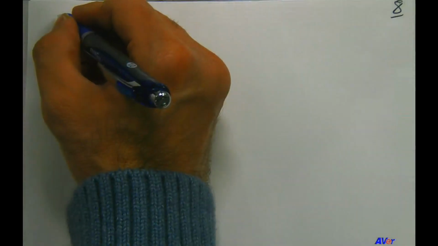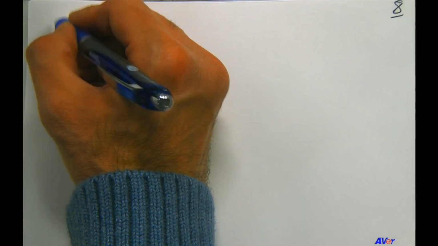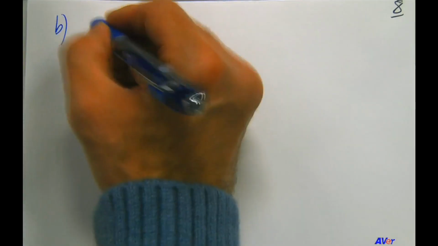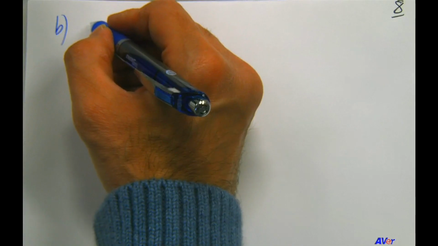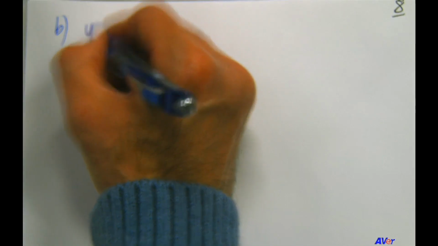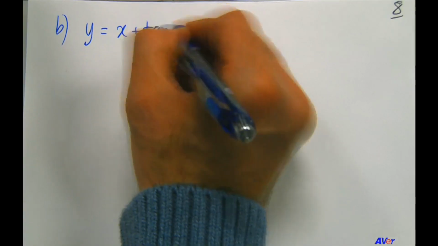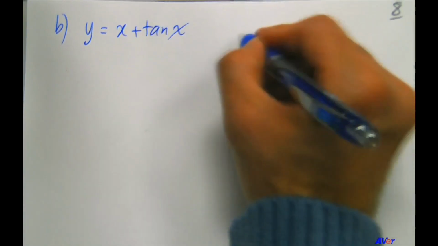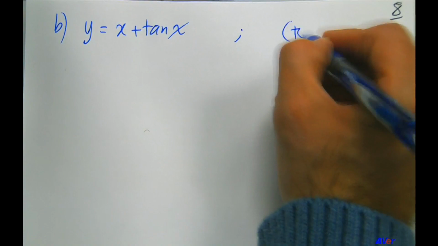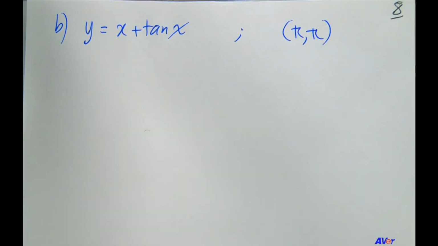Okay, so let's do another type of example like what we did now. So this time, we have y equals x plus tangent of x, and the point is pi comma pi. Okay.